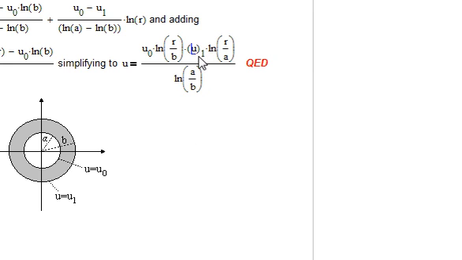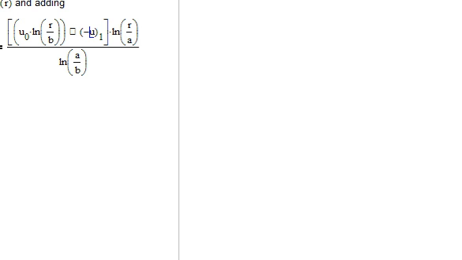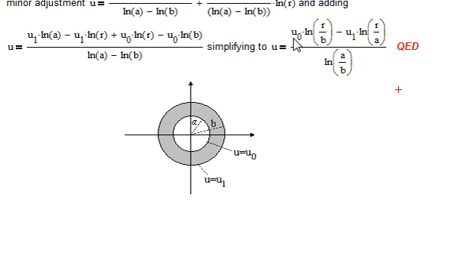Oh, it's not terrific that I did that. I want this to be a subtraction in there, and for some reason I'm having trouble getting it to say that. No, that's not quite it. Okay, I made some minor adjustments, and I think I have it right now: u0 times ln of r over b minus u1 times ln of r over a over ln of a over b.